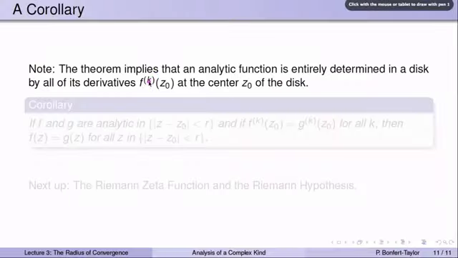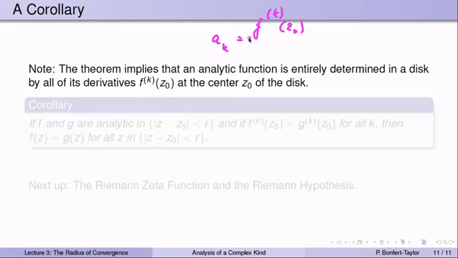So this theorem actually implies that an analytic function is entirely determined in a disk by all of its derivatives at the center of the disk, because the ak's can be calculated by taking the kth derivative of f at the center of the disk divided by k factorial. And the power series consists of ak times z minus z0 to the k. The power series is entirely determined by the kth derivatives of f at the center, and therefore knowing all the derivatives of an analytic function at the center of a disk determines the function.